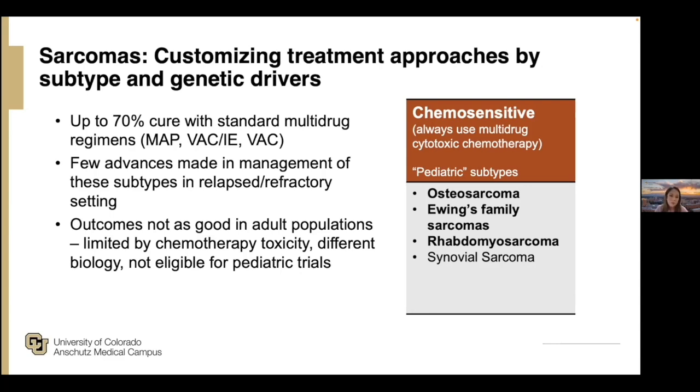One thing that's important to note is that the outcomes actually aren't as good in adults. There are several potential reasons for this. First of all, adults may not be able to tolerate the intensity or the length of chemotherapy like kids can. There's also a question about why these develop in adults to begin with, when they're supposed to be more common in children, so probably a different biology is playing a role. And then often our adults are not eligible for pediatric trials due to age limits and so on. So they're challenging to deal with in the adult population.